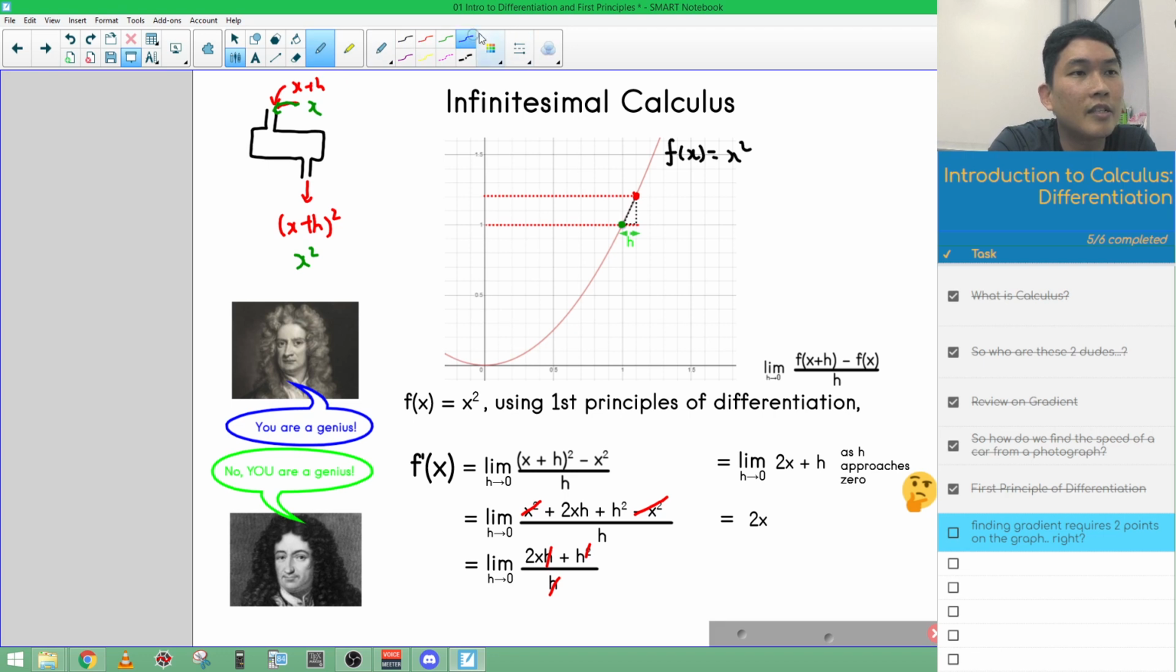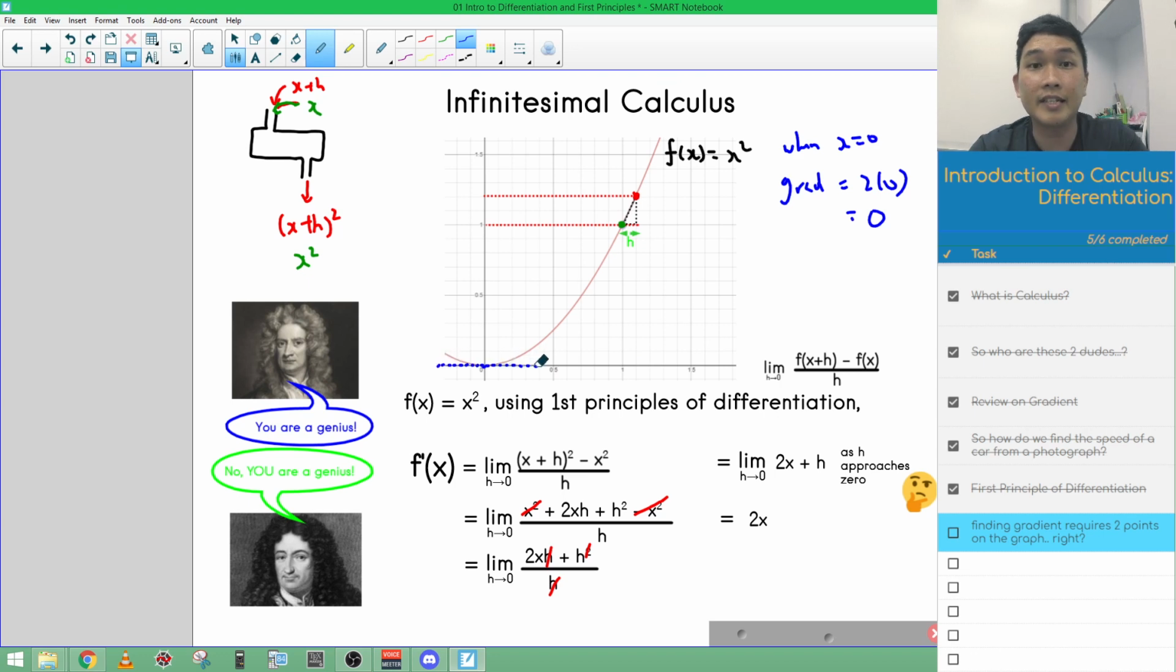Say you're interested in the gradient at x equals 0 at this point here. So when x equals 0, the gradient is going to be 2x, 2 times what x is. So since x is 0, it is 2 times 0, the gradient is 0. And you can see it's quite accurate, right? The gradient at this point on the graph, indeed, is flat, it's 0. There's no gradient.